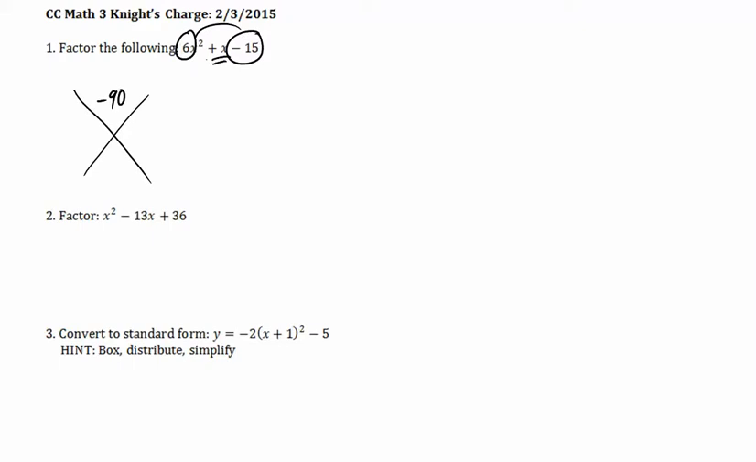Okay, and then this middle one, this is just a plus x in the middle. That's a plus 1x, so that's a positive 1 down here. Now remember, the top we need by multiplication, the bottom we need by addition. Okay, negative 90, that's a fairly large number.